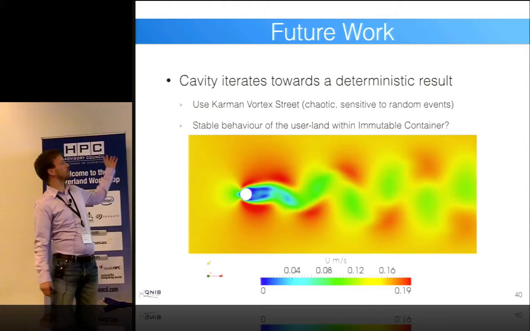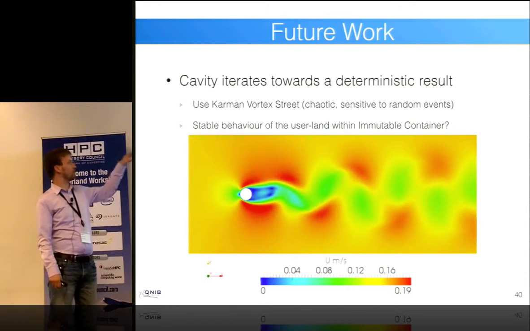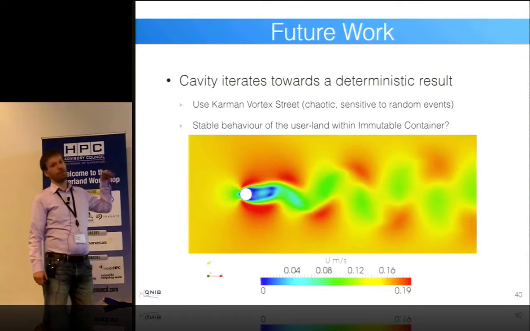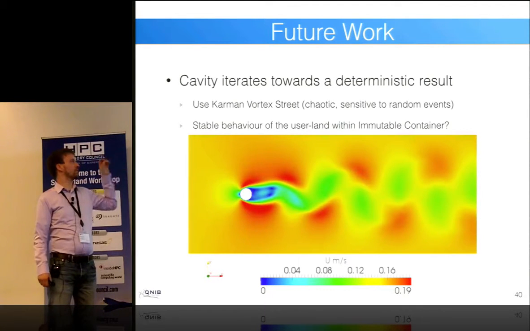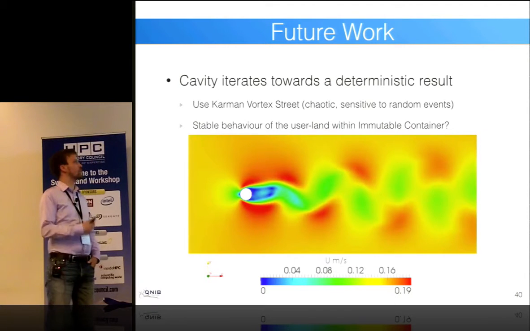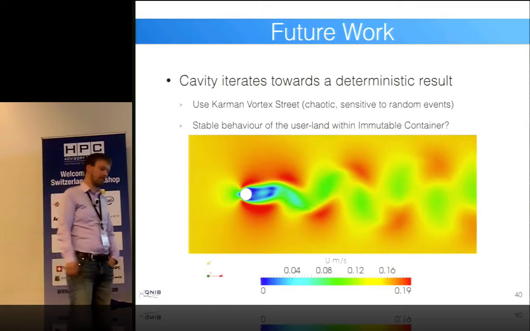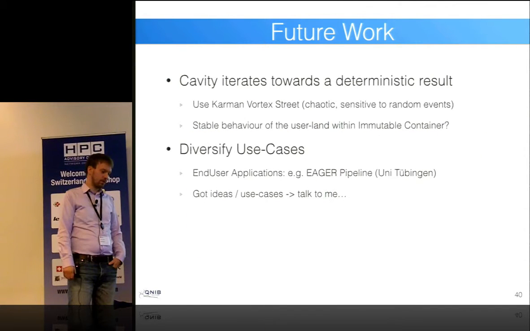So as you can see, there is a flow running through this tube in the middle, or over this tube in the middle, and it's very random in which direction the flow is going. So that would be cool to see if I use this, if the stability and the behavior of this is going to stay with the user land inside of a container. Yeah, this is, I think, the next thing I will do.